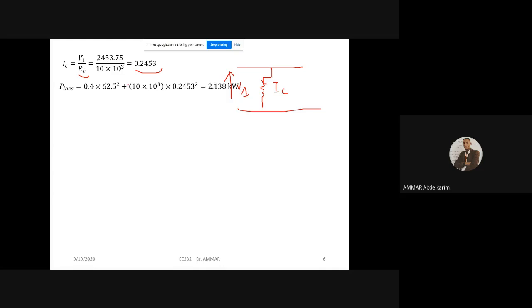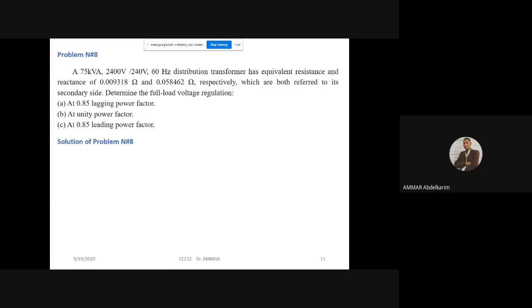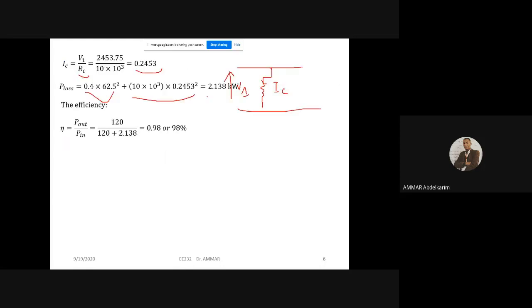So the sum of losses equals to what? Equals to the copper losses plus the core losses, and it equals to 2.138 kilowatt. Then the efficiency equals to 120 over 120 plus 2.13, and equals to 0.98 or 98%. So this is concerning the second problem.